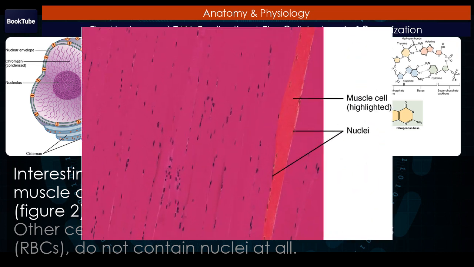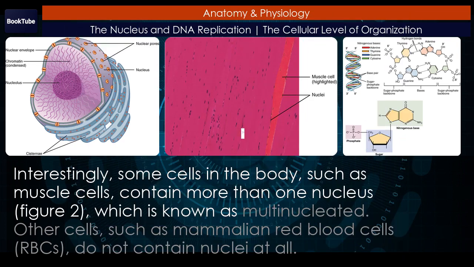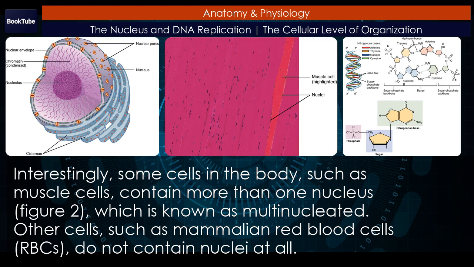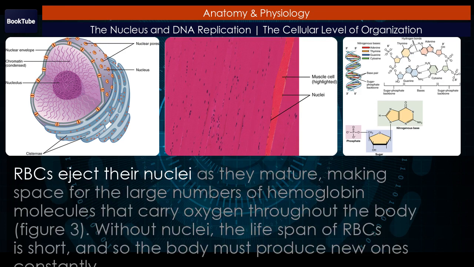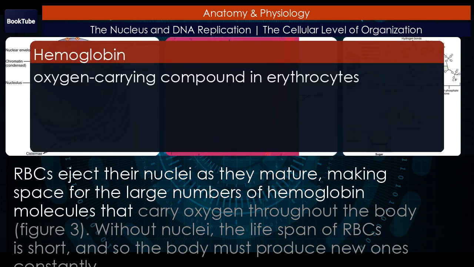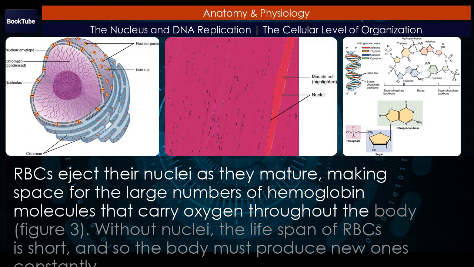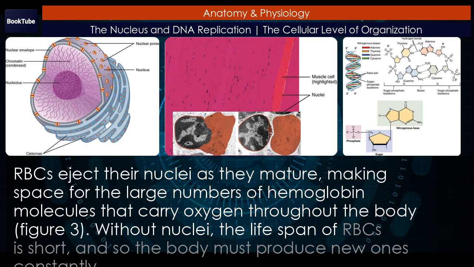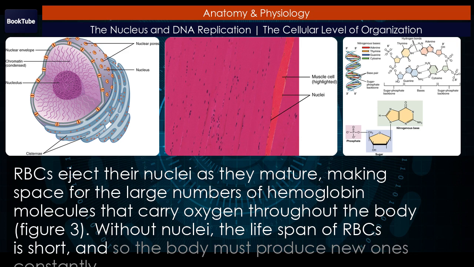Figure 2. Which is known as multinucleated. Other cells, such as mammalian red blood cells, RBCs, do not contain nuclei at all. RBCs eject their nuclei as they mature, making space for the large numbers of hemoglobin molecules that carry oxygen throughout the body. Figure 3. Without nuclei, the lifespan of RBCs is short, and so the body must produce new ones constantly.